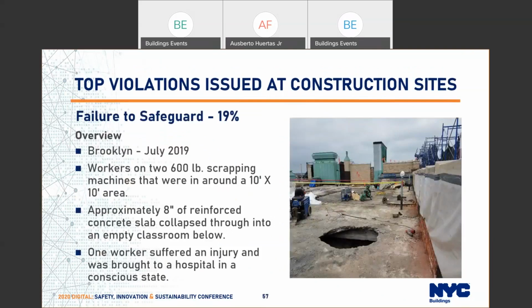A failure to safeguard violation is commonly issued after an incident occurs involving an injury to the public or a worker. And this is 19% of our violations. In this incident, the workers were using 2 scraping machines on the roof. They were working in a small area and a section of reinforced concrete slab fell into a classroom below.